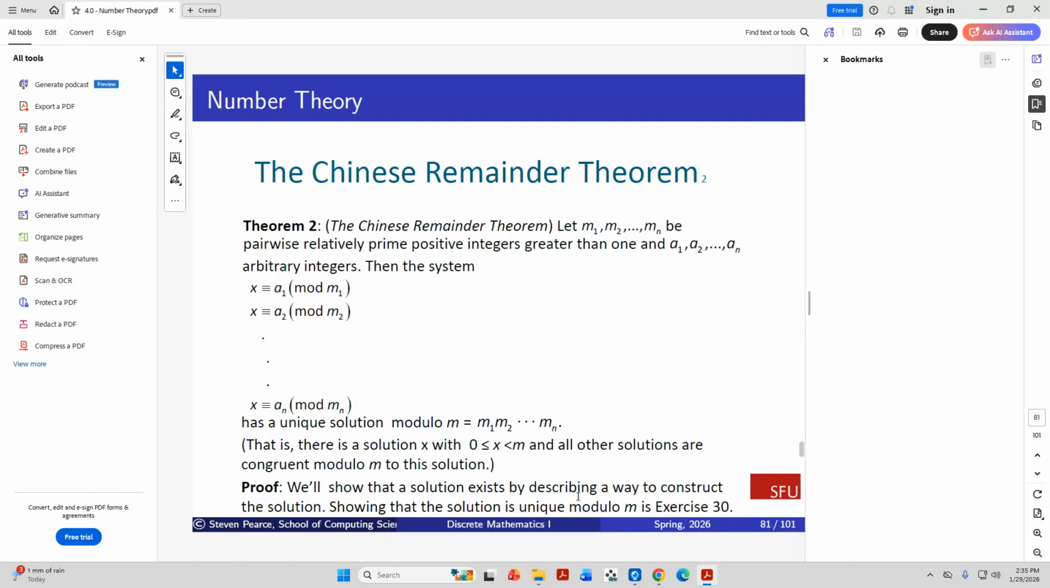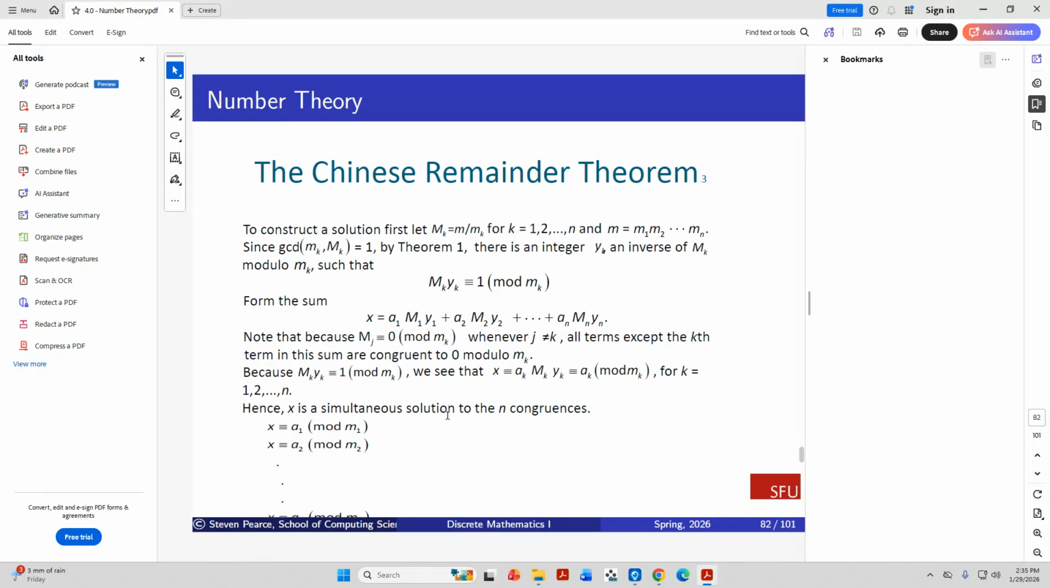So you are supposed to look at exercise 30 for the proof. The Chinese remainder theorem is extremely important. Make sure you know how to prove it, okay? It's simple enough to understand. We've already gone through what solutions to linear congruences are. Now we're looking at systems of linear congruences.